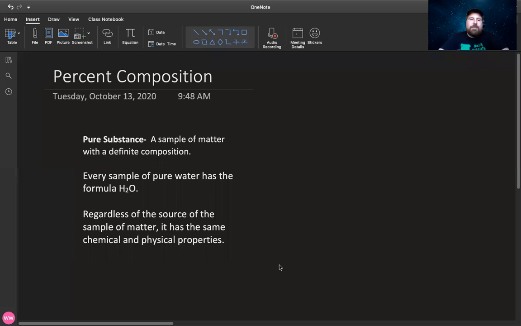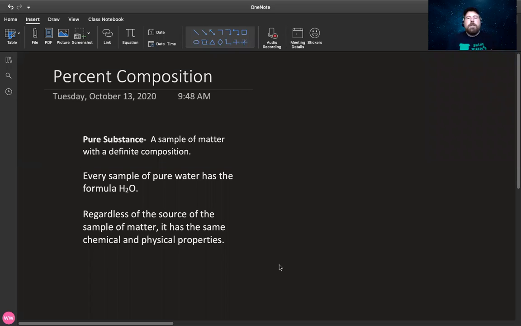Today, if you guys could have your graphing calculators out or just a regular four-function calculator, your periodic table, pen, pencil, your graphic organizer, which is down below, we can go ahead and get started. So without further ado, here we go, percent composition.